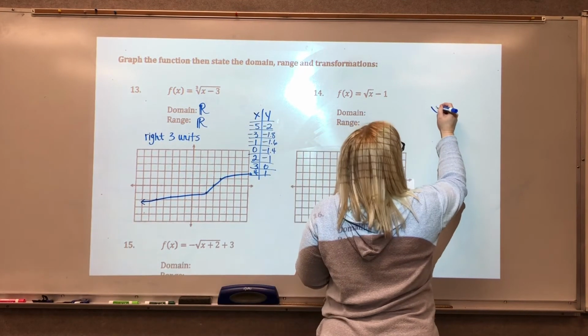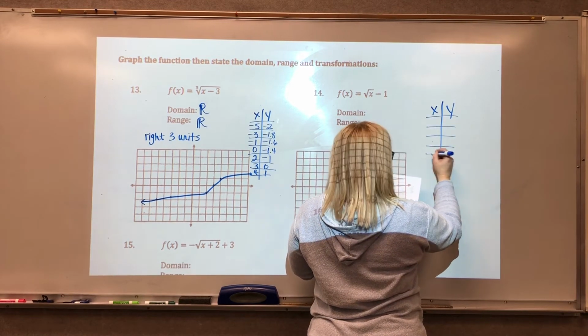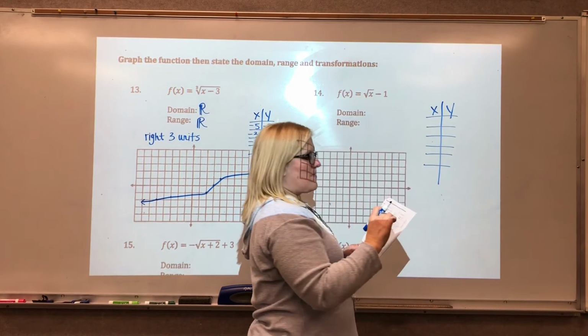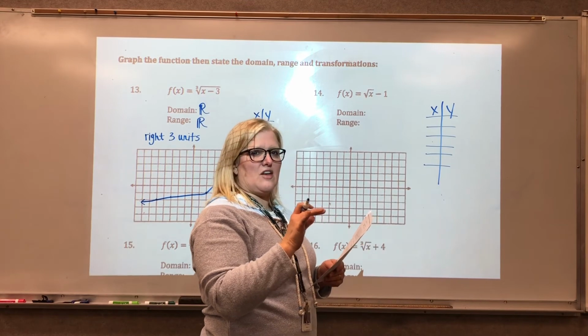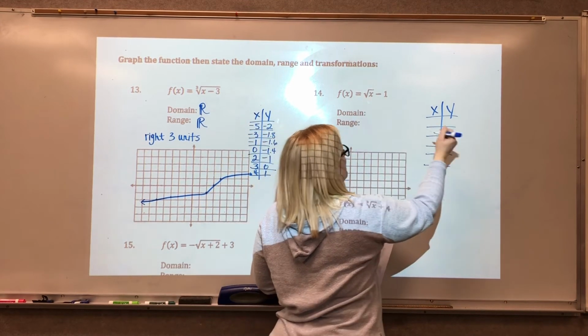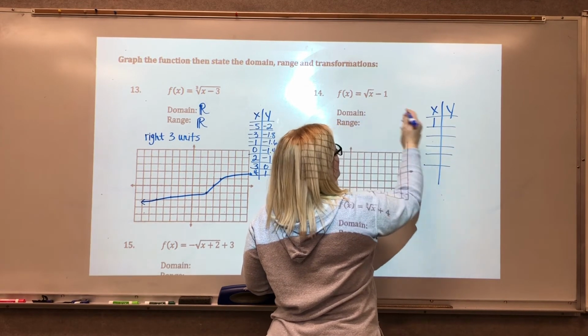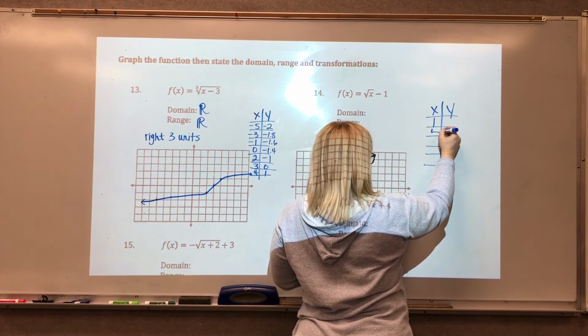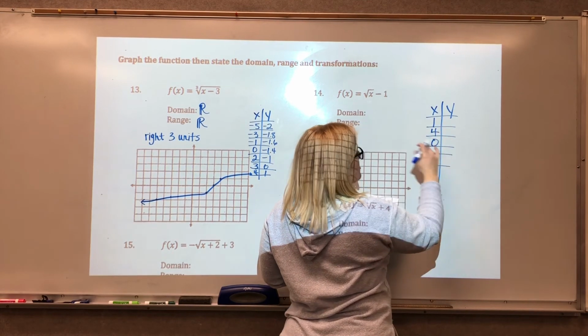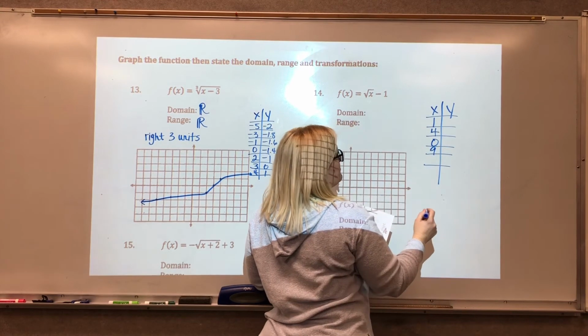Again, I made a table here, and I picked values of x that I knew would give me whole numbers. So for example, I've got a square root here. I know I can take the square root of 1 and it'll come out even. I can take the square root of 4. I can take the square root of 0. Sorry, now it's kind of out of order. And I can take the square root of 9.